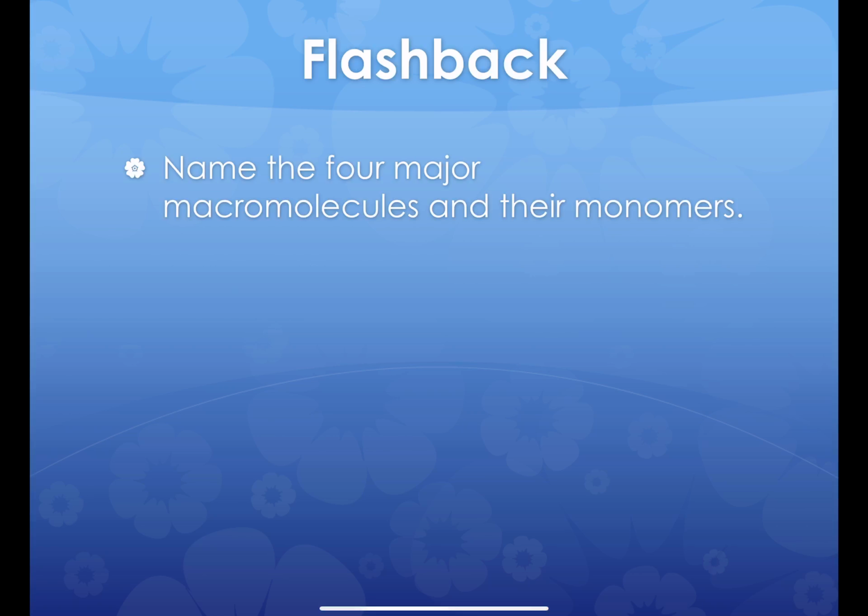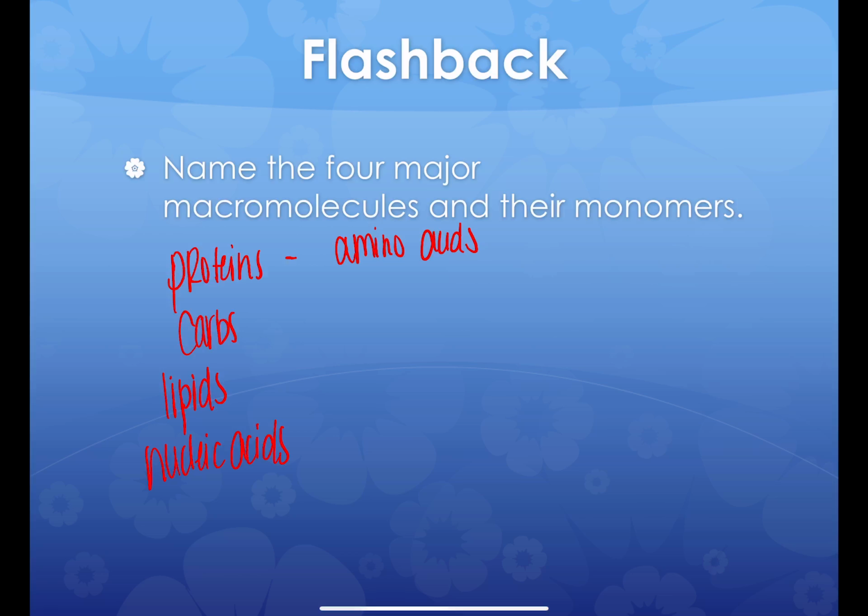Macromolecules, or sometimes they're referred to as biomolecules. So you should tell me: proteins, carbs, lipids, and nucleic acids. Okay, so proteins, remember proteins are made up of amino acids. That's the monomer. Amino acids have the amino group and the carboxyl group, and then an R group on them that makes them different.